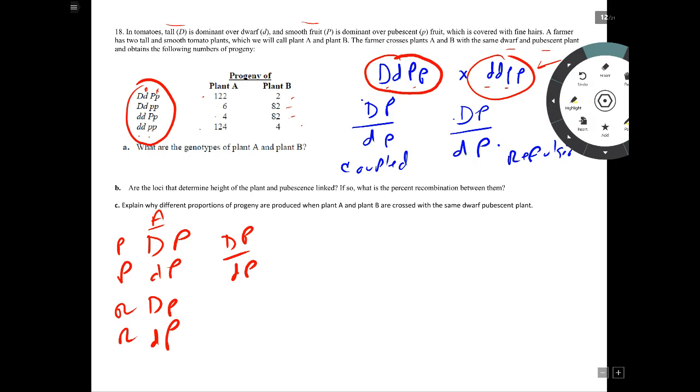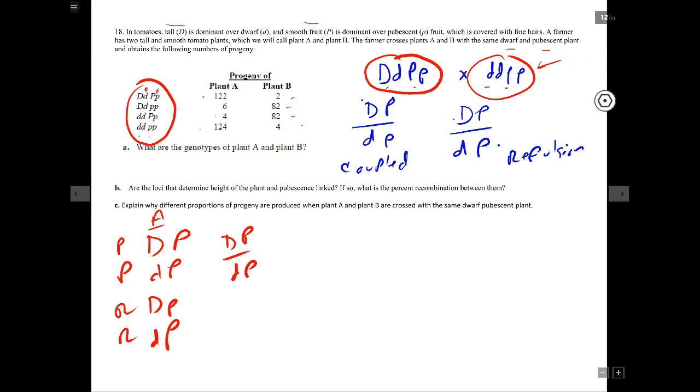The other one, our parentals are these guys, parentals. These parentals have a big D and a little p, and a little d and a big P. So big D, little p, little d, big P. That's how we start out. So in plant B, we start out that way. So our parentals are, make this a little p, got a big P. So these are our parentals.